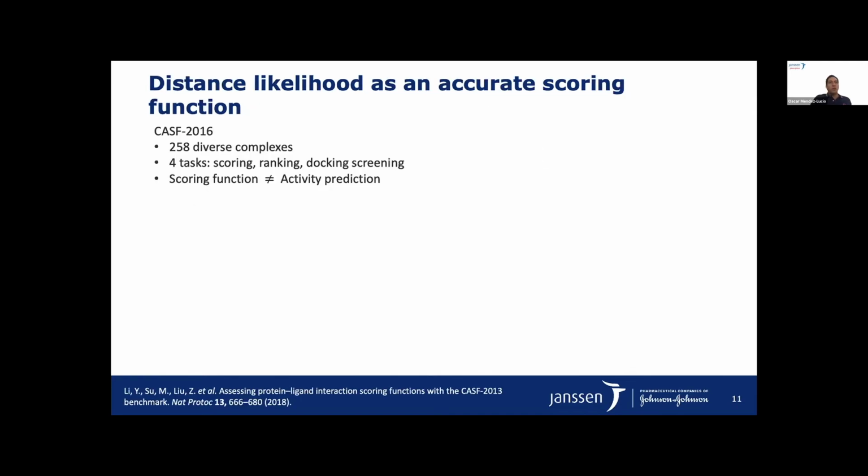And now I want to talk a little bit about how we validated this model and checked if it's really working or not. For that, we took the CASF 2016 data from this challenge. This data has 258 diverse complexes, and it's divided into 4 tasks. The first 2 tasks are scoring and ranking, but in this case, we are not using them because we are not doing activity prediction. And then we have docking and screening.